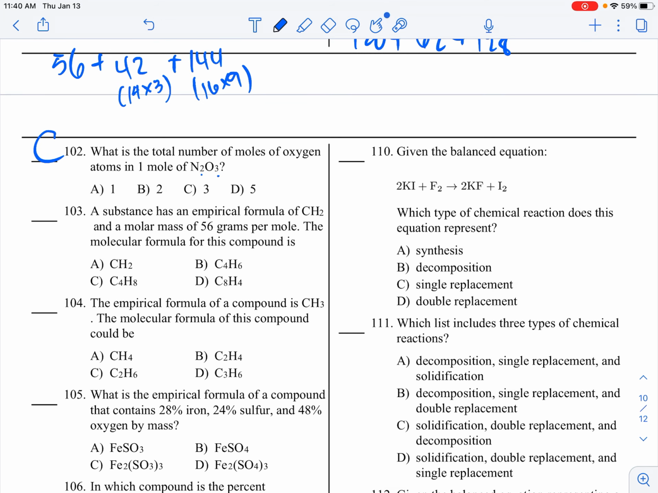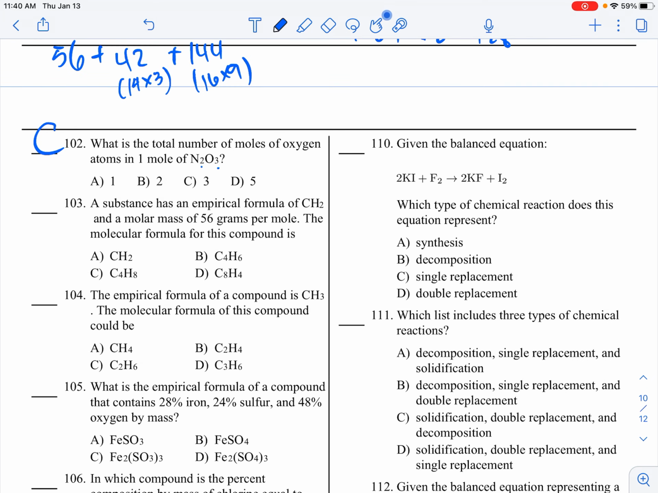Substance has an empirical formula of CH2, molar mass 56 grams per mole. So what's the molecular formula? So I need the empirical, this is 12. This is 2 times 1 is 2. So 14 is our empirical GFM, and molecular is 56 GFM. So that's a multiple of 4. So multiply these subscripts by 4, C4H8.